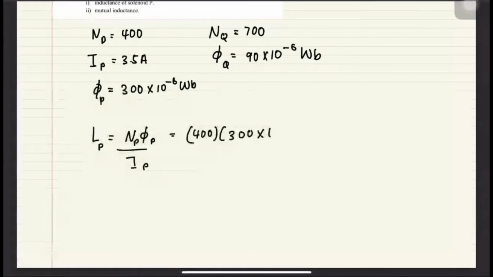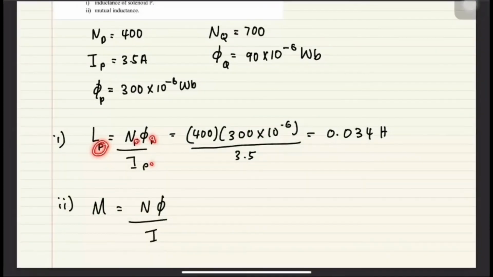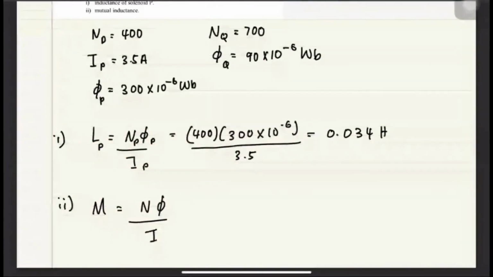You guys okay? Okay, sir. Question 2, to find mutual inductance using the same formula. This formula is not in the formula sheet. The formula sheet only gives the one above, which is N flux over I. For self-inductance, everything is P. For mutual inductance, it has to be swapped. If the top is P, the bottom must be Q. If the top is Q, the bottom must be P.